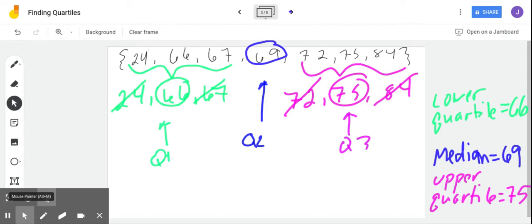All right, so then next thing in this topic, if my computer would stop freezing.